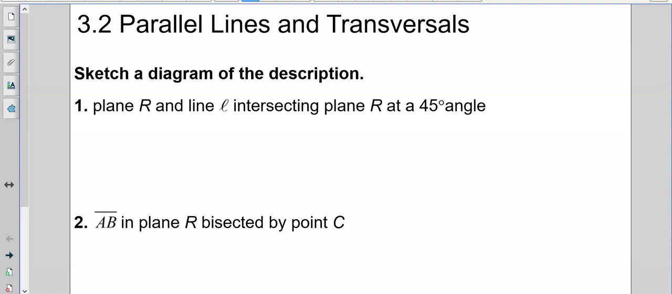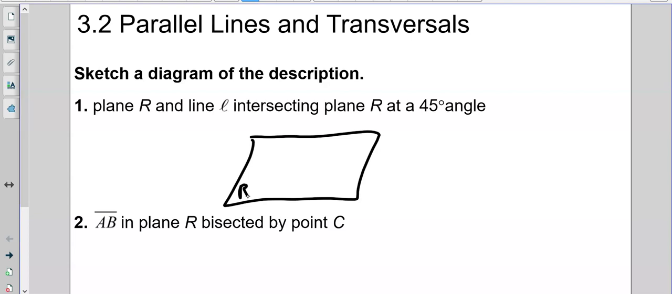Okay, parallel lines and transversals. Sketch a diagram of the description below. Plane R, so I'm just going to start off with that. I'm going to draw that. Line L intersecting at a 45-degree angle.